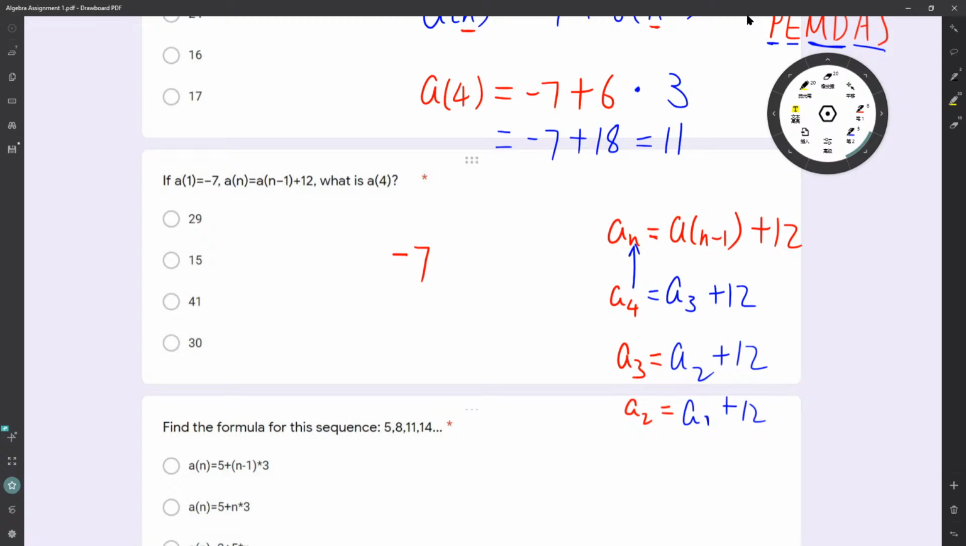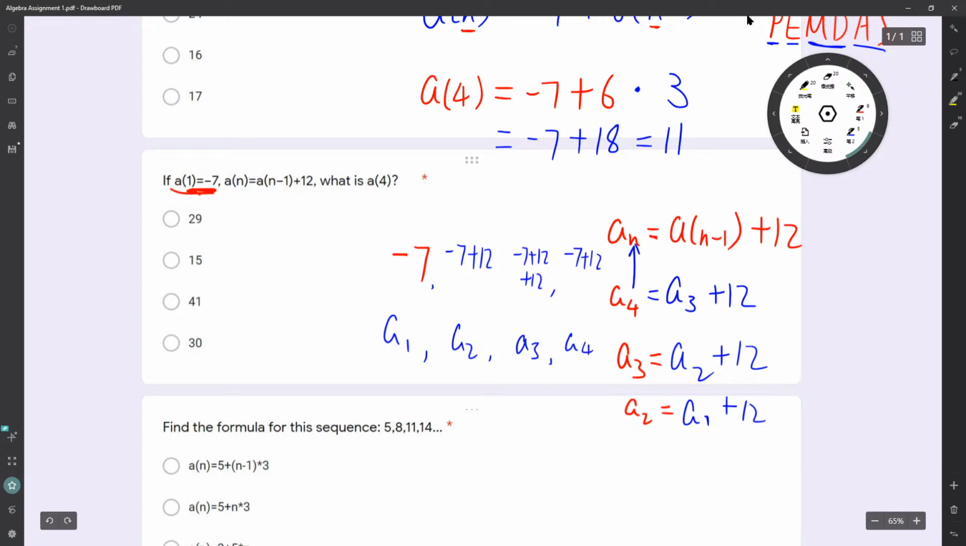And what's A1? A1 is negative 7. This is our A1. And our A2 is going to be negative 7 plus 12. And A3 is negative 7 plus 12 plus 12. That's going to be our A3. And A4 is going to be negative 7 plus 12 plus 12 and then plus 12 again. That's going to be our A4. So let's do the calculation.